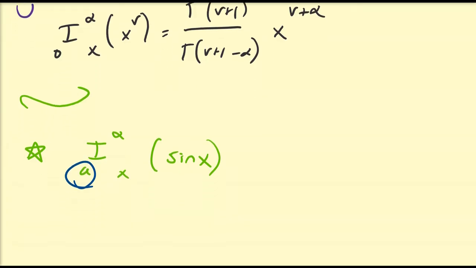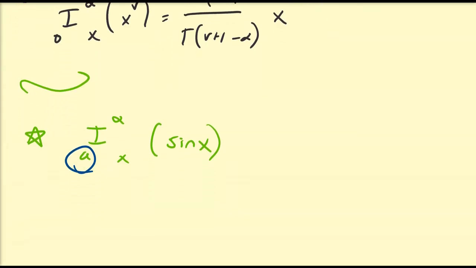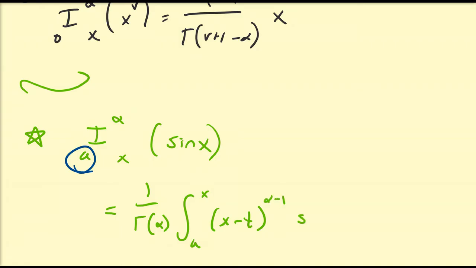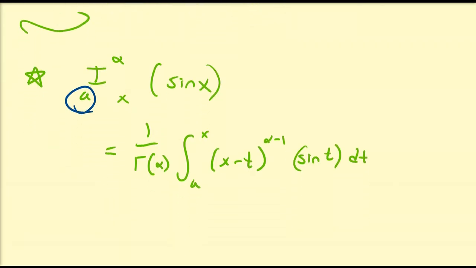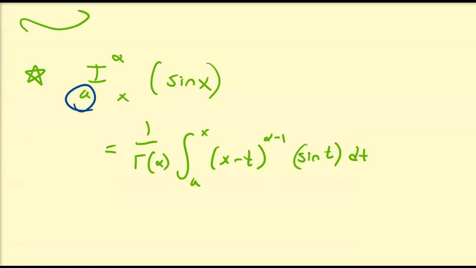Alright, so let's start off with the Riemann-Liouville fractional integral of sine. So that's going to be equal to 1 divided by gamma alpha times the integral from a to x of x minus t to the alpha minus 1 times our function evaluated at t dt. Alright, so how are we going to approach this integral?